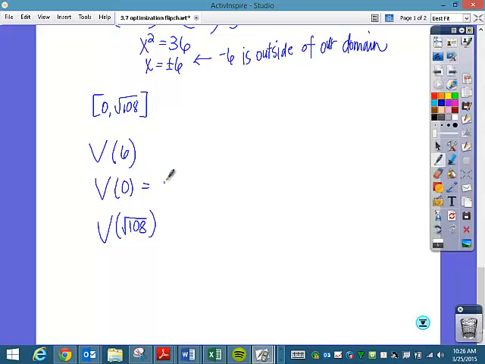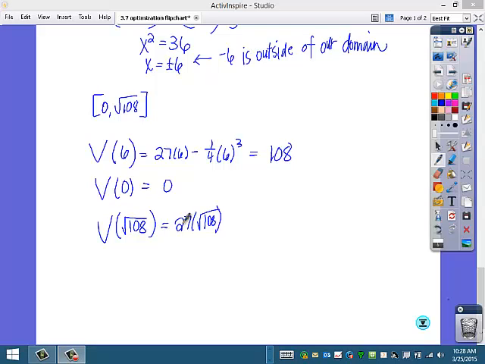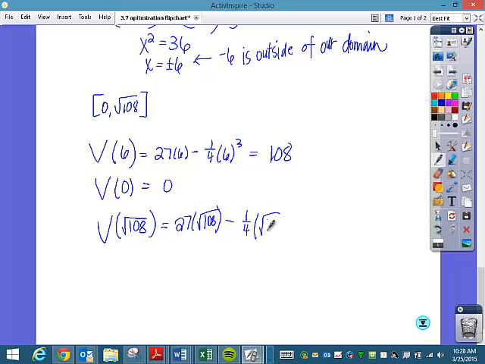When you plug in 0, you get 0, which makes sense. If your side length is 0, your volume is 0. If you plug in 6, that's 27 times 6 minus 1/4 times 6 cubed, which is 108. To find the volume at the square root of 108, you do 27 times the square root of 108 minus 1/4 times the square root of 108 cubed, and that gives you 0. So you compare your y values and you have a maximum of 108. That's the biggest volume we could come up with.